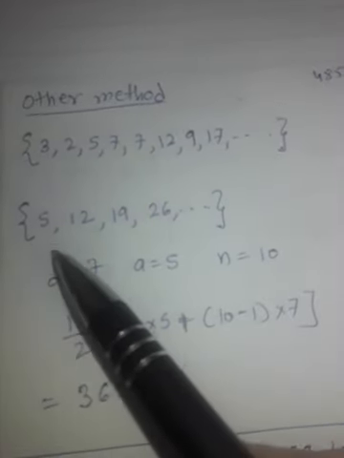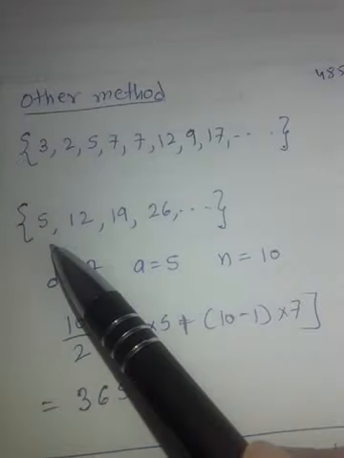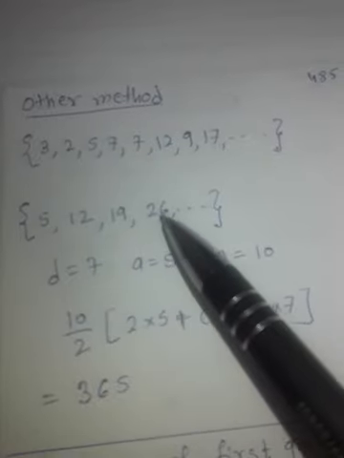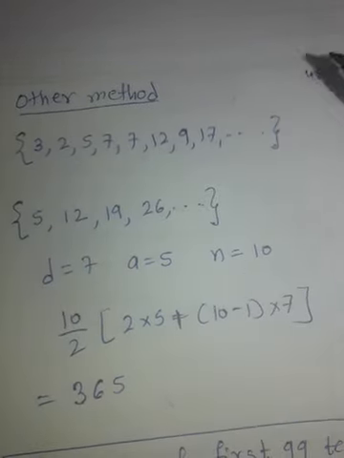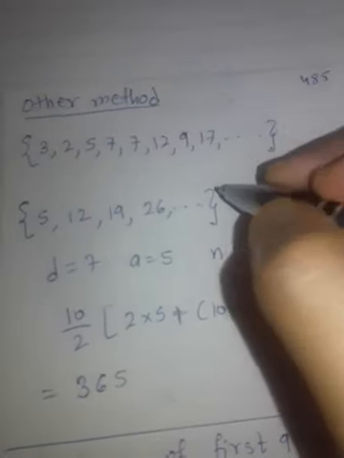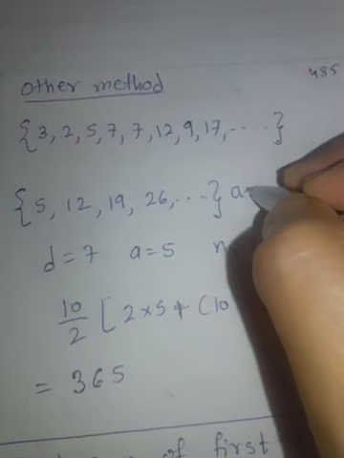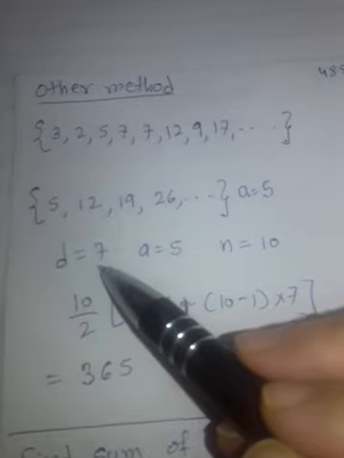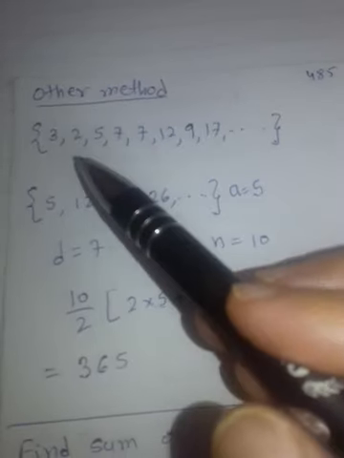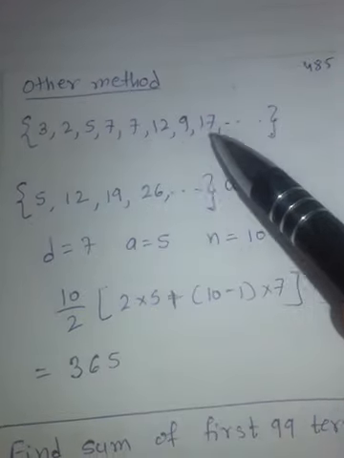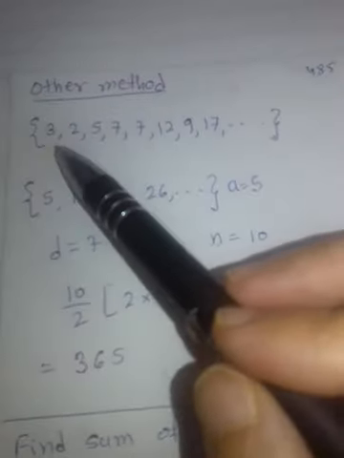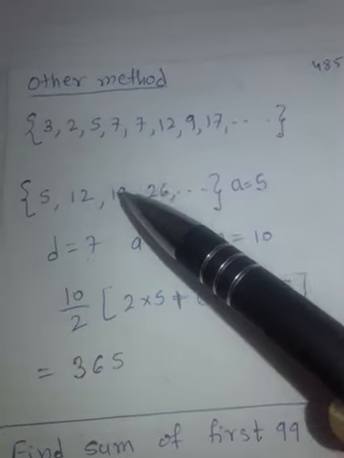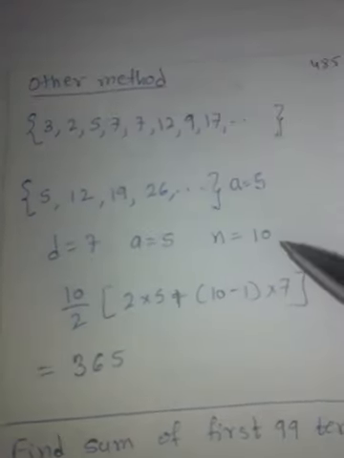Now what do you see? Look at this sequence 5, 12, 19, 26. It is in ascending order, with A as 5, the first term, and common difference 7. We want the sum of the first 20 terms, and we are adding two terms together, so this new sequence will have 10 terms.